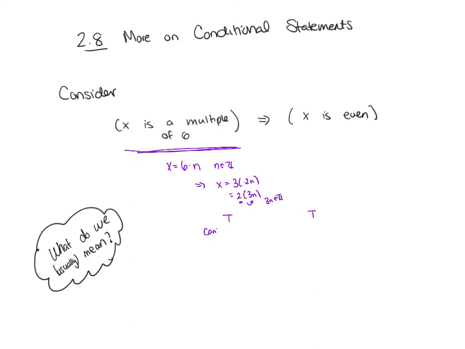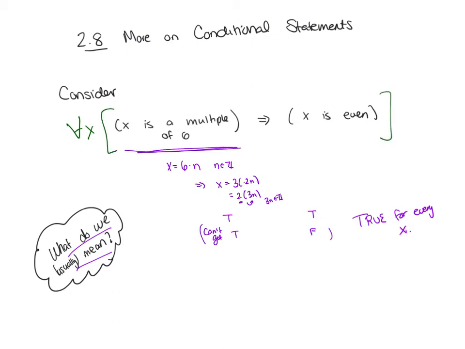So I know for any time this is true, this is also true. So we can't get true, false. So this overall statement is true for every x. And in fact, that's what we mean when we write this sort of statement. So what do we usually mean? What we really mean here is for all x, x is a multiple of 6 implies x is even.